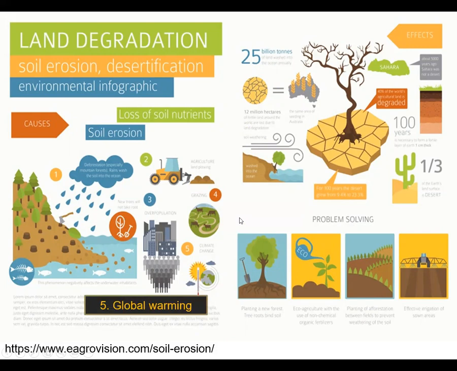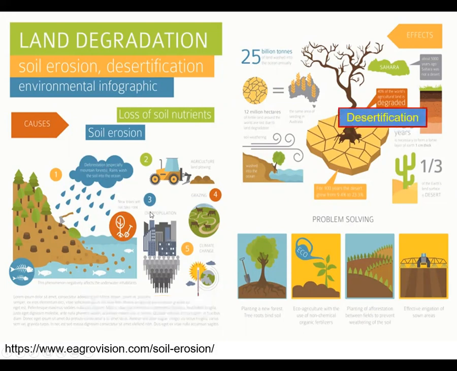Global warming makes our planet so warm that it dries up the soil easily and it is blown away by wind. So these are just some of the reasons why soil erosion is becoming a big problem now. Desertification is a result of soil erosion and the improper processes that we are doing to the soil.